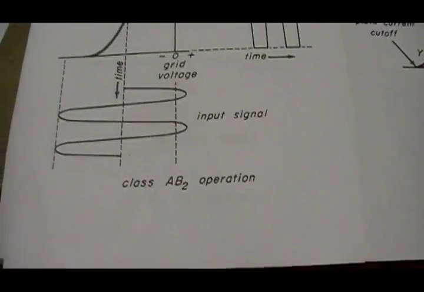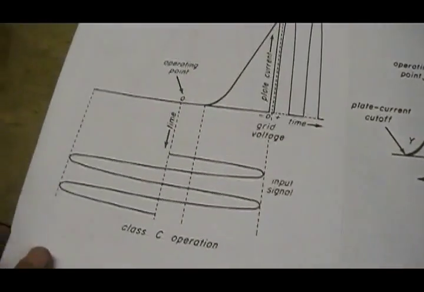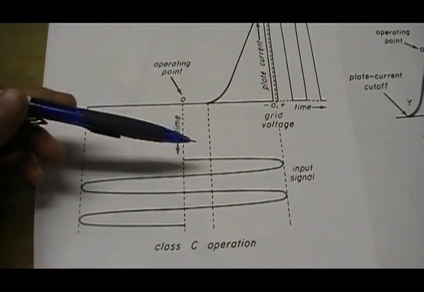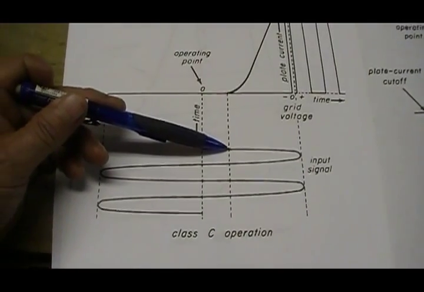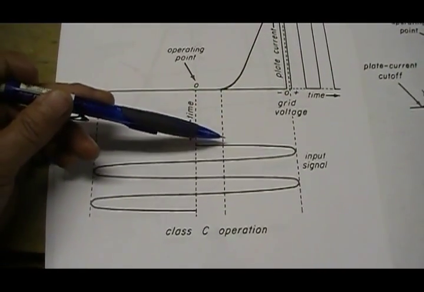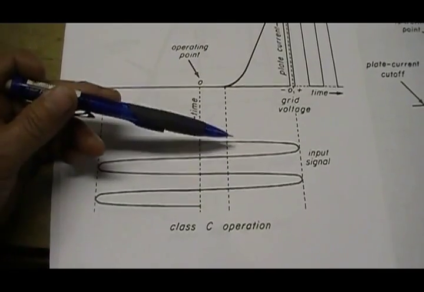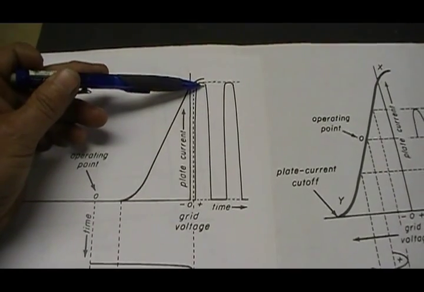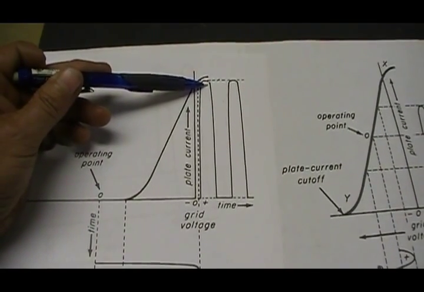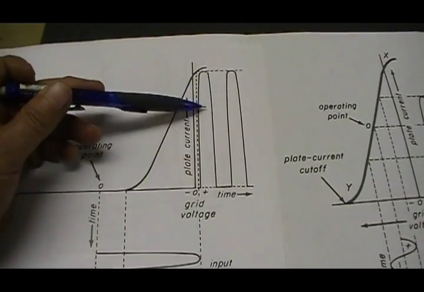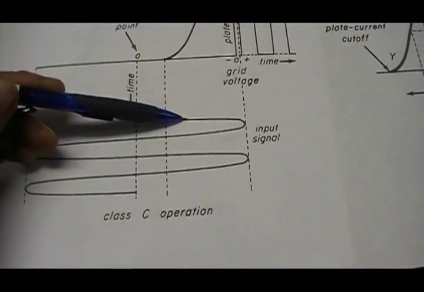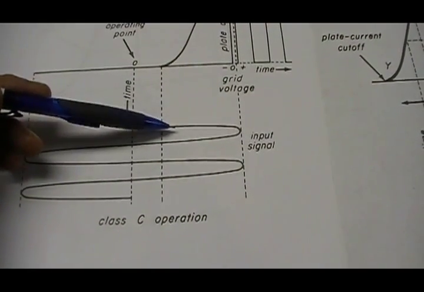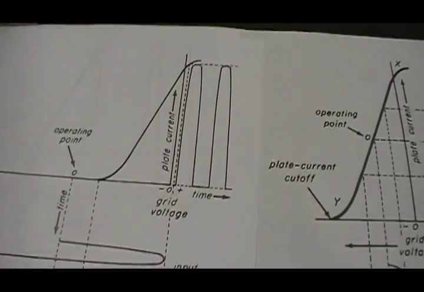The last one is Class C. In Class C, we go way past the cutoff point and we set our operating point there. That way only a very little bit gets through, and these curves are exaggerated, but only a small portion of our input signal ever gets through and produces an output. Now, in a lot of Class C operation, the output may not even be near as big as this, because generally the input signal is not near as big.